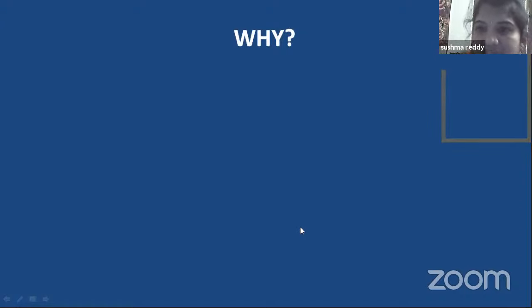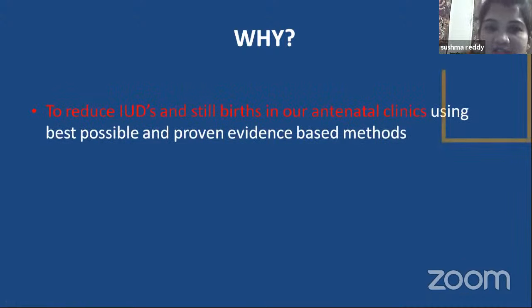So, why should we even learn these guidelines? We are already doing well with the previous guidelines. Because it is to reduce intrauterine deaths and stillbirths in our antenatal clinics by using the best possible and proven evidence-based methods. Why do we call them proven? Because the Barcelona guidelines came up in 2014, and for 7 years, fetal medicine centers across India have been using these guidelines and have reduced their IUDs and stillbirths to a bare minimum. So it is time all gynecologists learn these guidelines, and this benefit is percolated to each and every antenatal patient in our clinics. Reducing IUDs, isn't this reason enough for all of us to learn these guidelines?